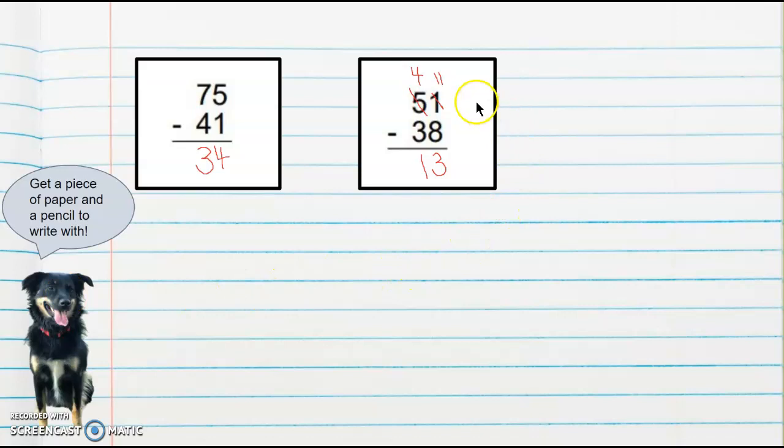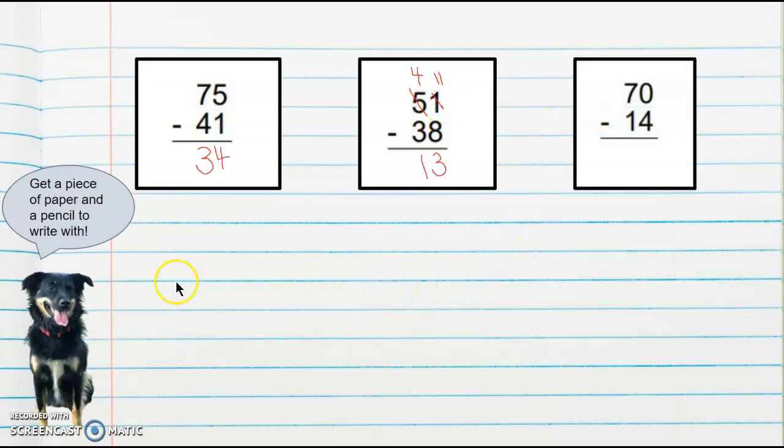The big thing to remember here, guys, you cannot take 8 away from 1. You don't have enough. So you always go next door and borrow. And we're going to see another question like that here. Okay? So go ahead and pause the video here. And on your piece of paper, I want you to stack 70 minus 14. And then play the video whenever you're ready.